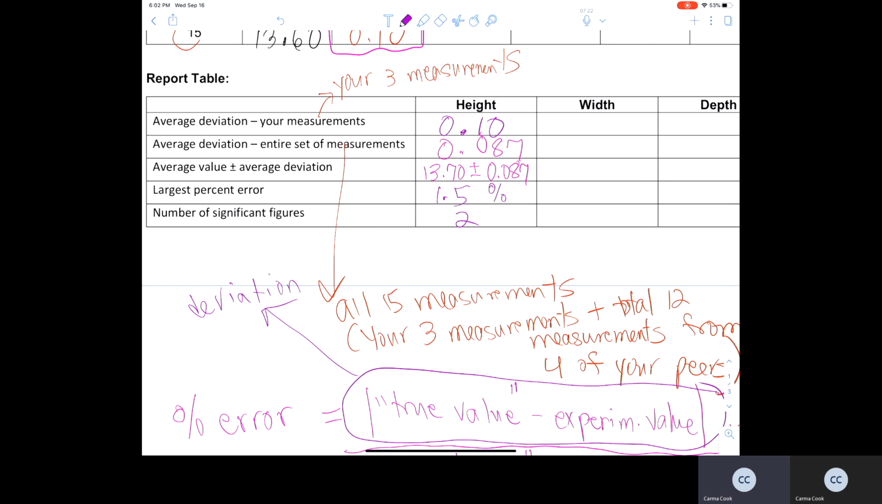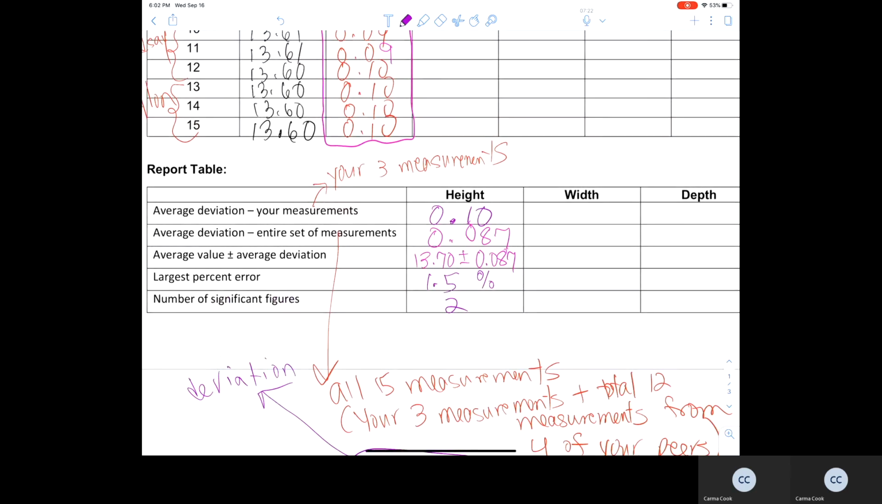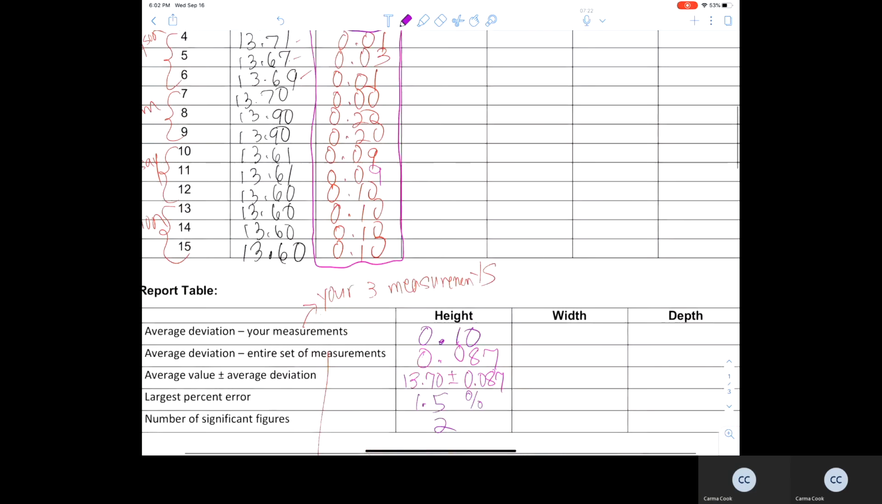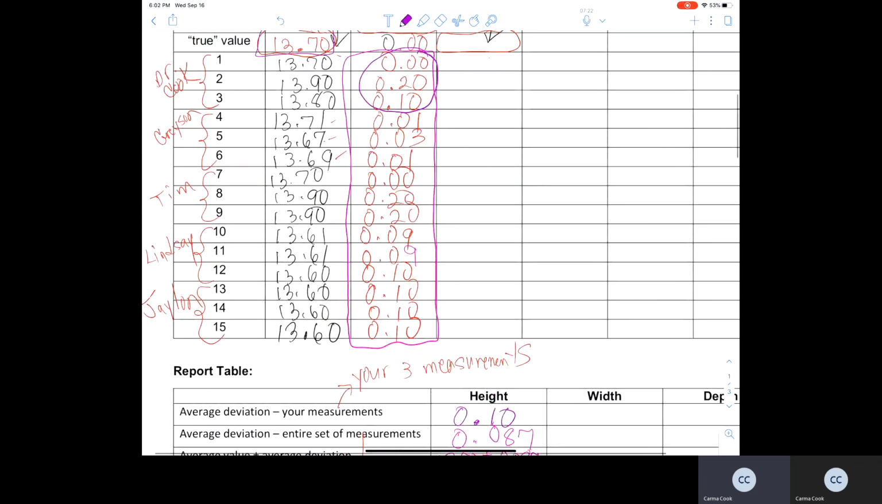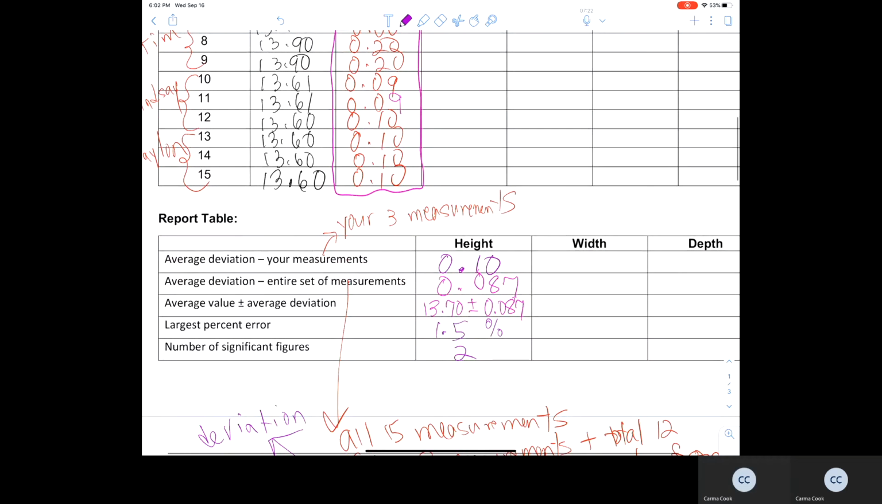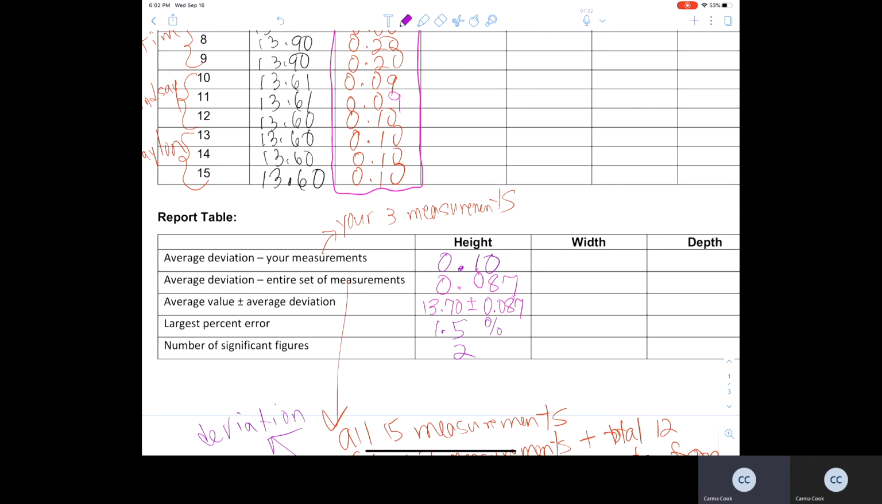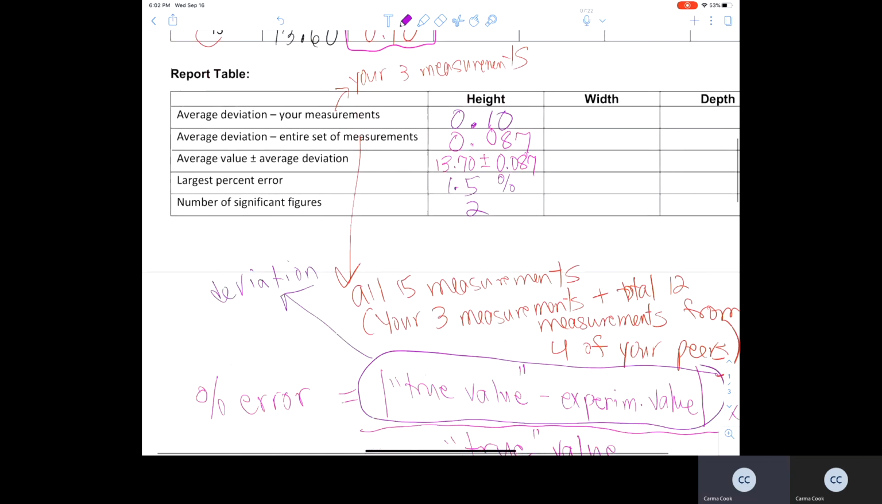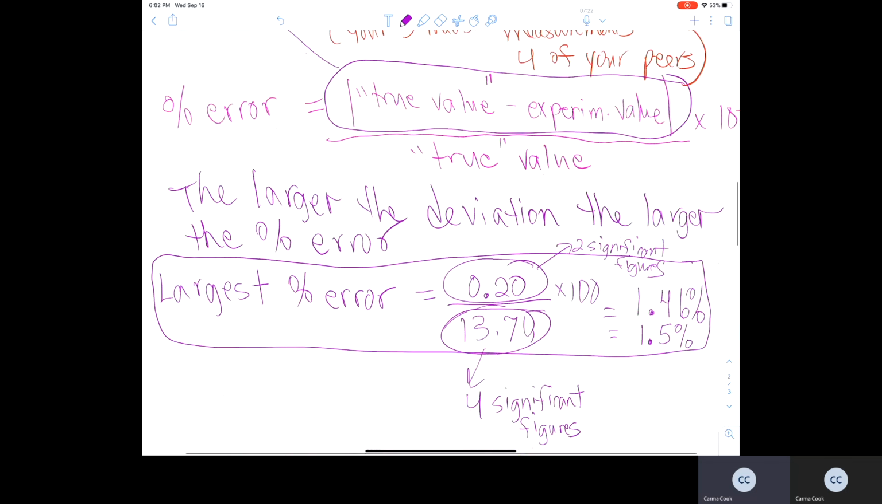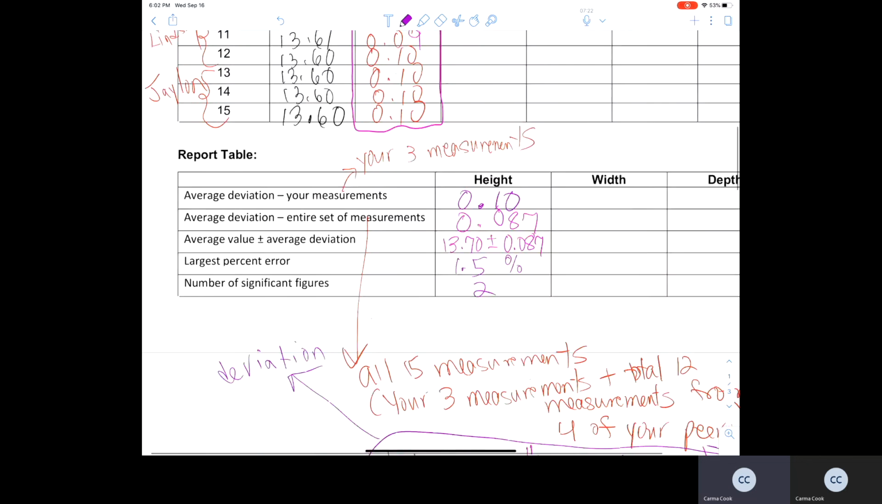So we would repeat this same thing for width and depth. Get your average deviation of your three measurements, and then get the average deviation for the entire 15 set of measurements, and then write your average value plus or minus that average deviation for the entire set, and then look at your deviations, pick out which one's the largest one, like I did for the height. 0.2 was the largest deviation that I had. I took that largest deviation and divided it by the true value, times 100, and that gave me my percent error. I only needed two significant figures.